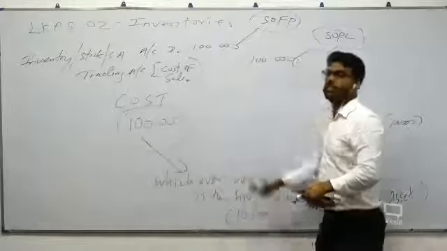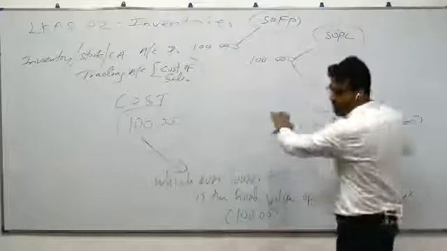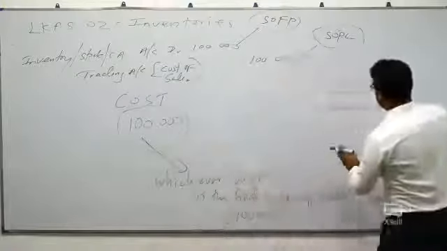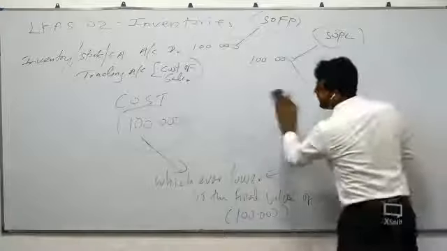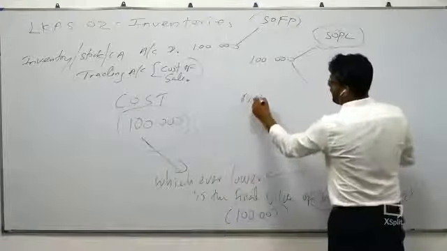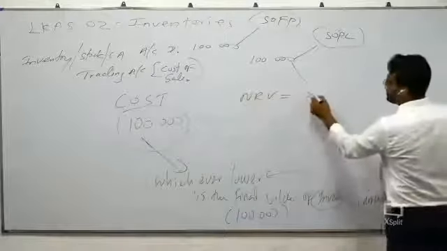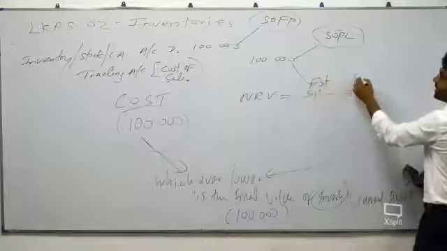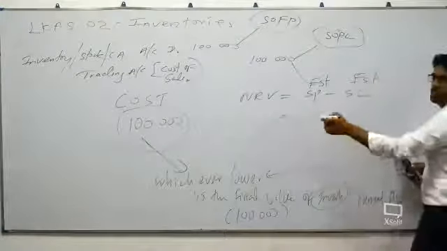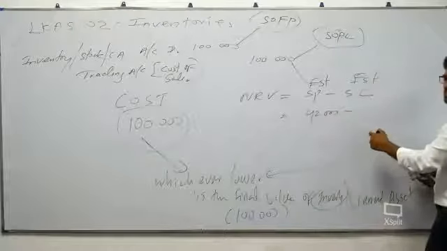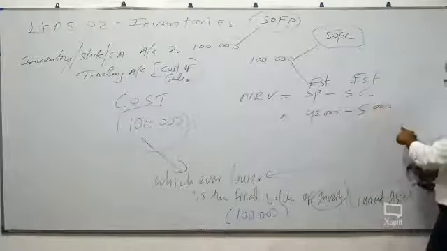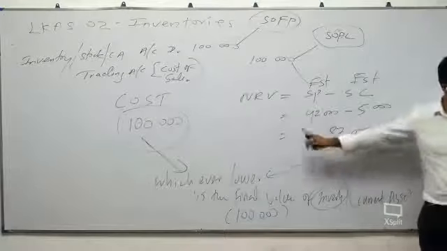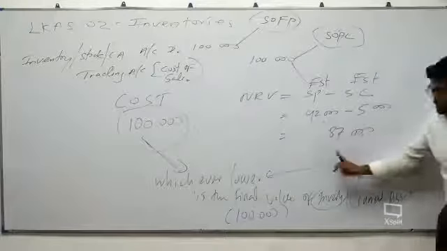Everyone tell me, first of all, when it comes to inventory, what do you do first? Get the cost, get the NRV. That's the number one step that you do. Can someone tell me what is the cost of the inventory? 100. What is the NRV? How do you get the NRV? Estimated selling price minus estimated selling cost. What's the amount? 92 minus 5. Is that right? 87,000. Selling price 92, selling cost 5, so NRV 87.